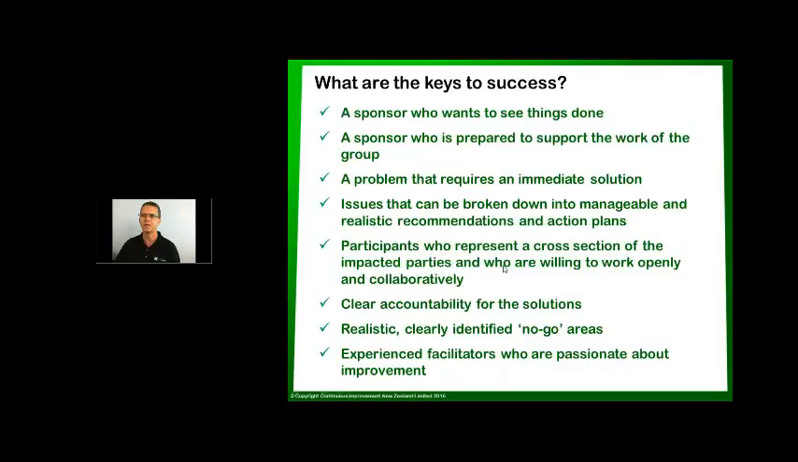So what are the keys to success? You need a sponsor who wants to see things done, and they're prepared to support the work of the group. I tell the sponsor that the very strong expectation from the group is that they're coming along at the end of each day for a check that we're on the right path, and to recommend that the final solutions are accepted. Okay, we want the sponsor to come along.